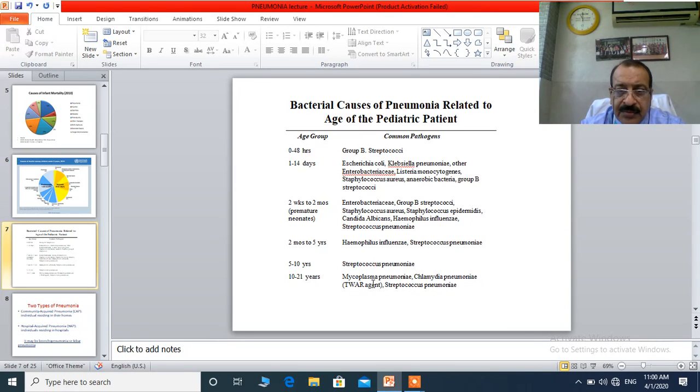The atypical organisms like Mycoplasma pneumoniae and Chlamydia cause pneumonia in relatively older children, particularly the school-going children.